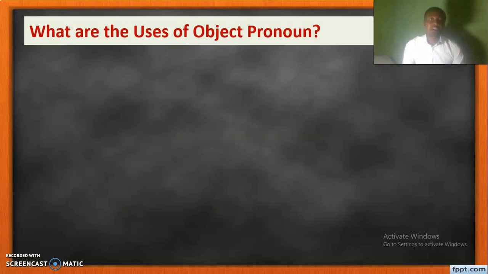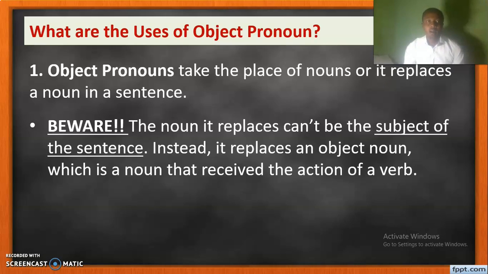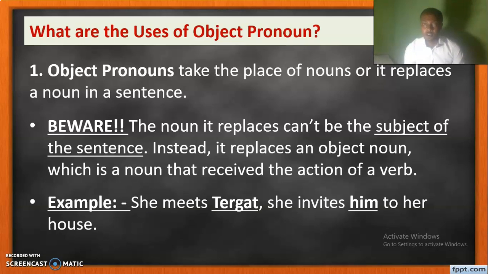So now let's come to the uses of object pronouns in English grammar. I'm going to talk about 3 uses. Firstly, object pronouns can be used in the place of nouns, or it means to replace a noun in a sentence. Don't forget, always remember the noun it replaces can't be the subject of the sentence. And instead, it replaces an object noun, which is a noun that received the action of the verb.